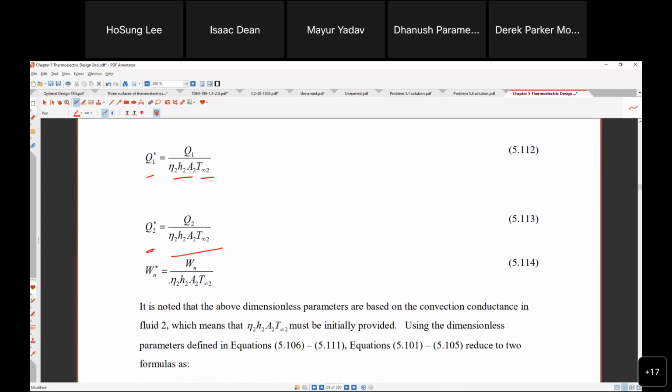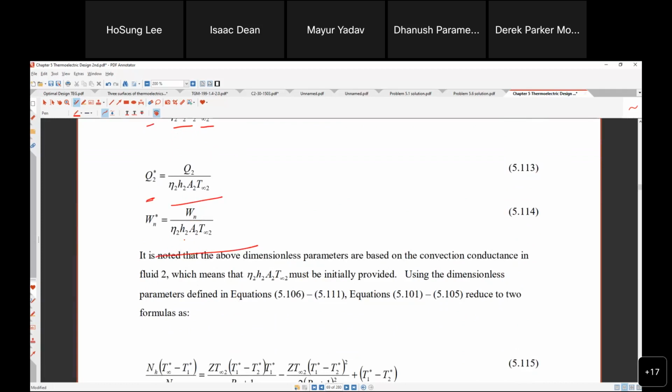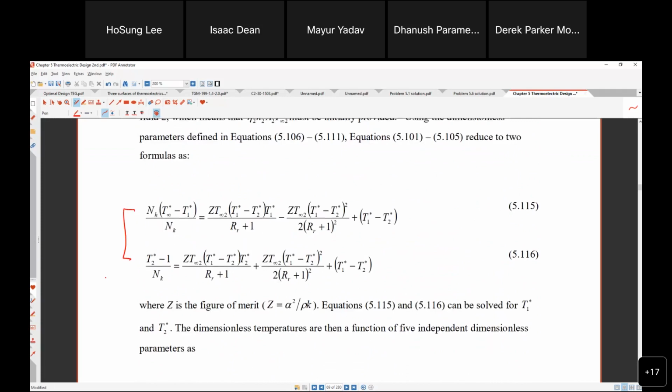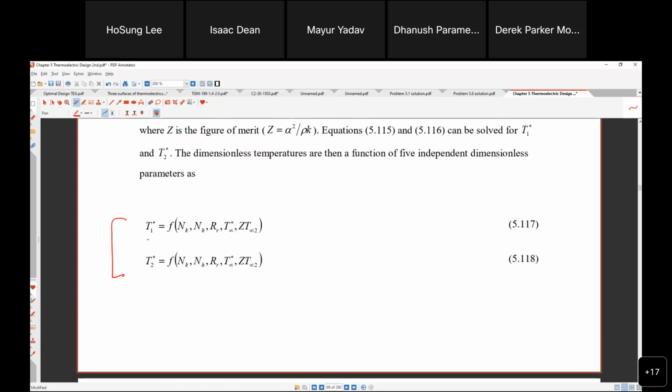Q2 is that, the work is that, everything consistently define dimensionless power, heat, and then we come up with 2 equations rather than 5, and then I can write temperature as a function of NK, NH, R, and T infinity and ZT. So when I look at it, T infinity is input usually, right? High and low input. And then ZT is a property, nothing we can optimize. So the 3 things, I can look at it, but NH, what is NH?